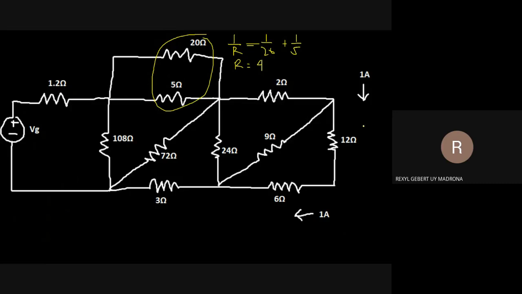Next, we notice that these two resistors are in series, and we can combine them. That will give us R is equal to 12 plus 6, equal to 18. Then we redraw this circuit with these new values, R equals 4 and R equals 18.